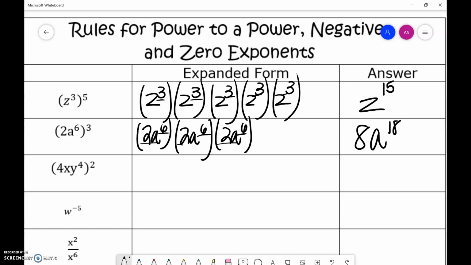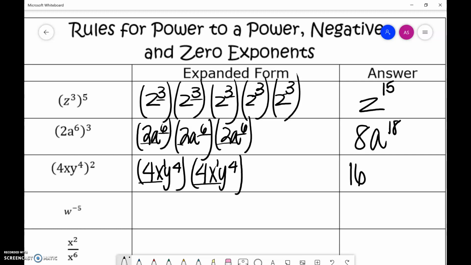Okay. My next one, I have 4xy to the 4th to the 2nd power. So I have 4xy to the 4th twice. So I'm going to write that out. Again, we multiply our coefficients. So that's going to be 16. Okay. Make sure for the x, you don't forget that if there's no exponent there, it's a 1. So I have to do 1 plus 1 and I get x to the 2nd power. Then I have 4 plus 4 and I get y to the 8th power.